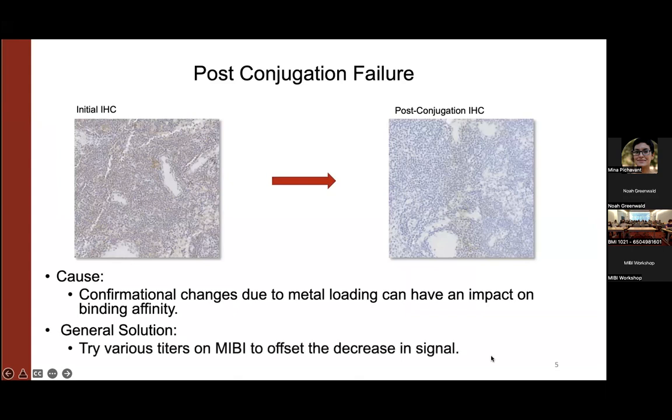Our general solution here, unfortunately, is that we'll just try different titers. If you're getting only a minor decrease in signal, an increase in titer can allow you to continue to get the signal that you were originally getting, in order to offset whatever you might have lost due to the metal conjugation. But of course, if that didn't work, you can try a different clone that might not be prone to being affected by the conjugation.